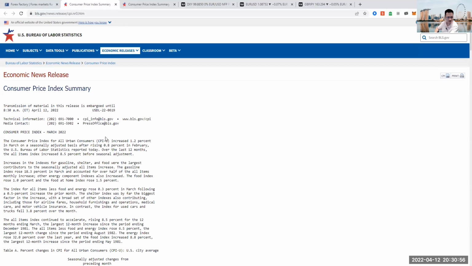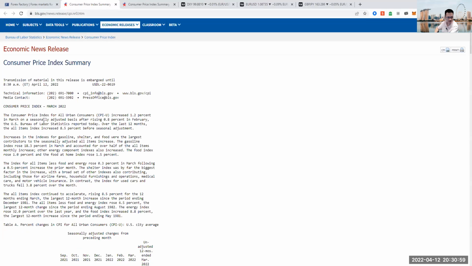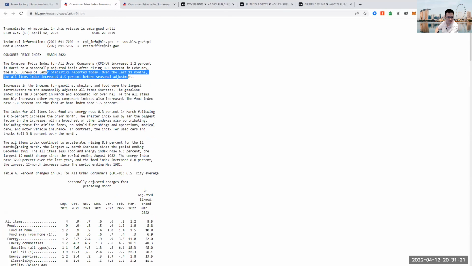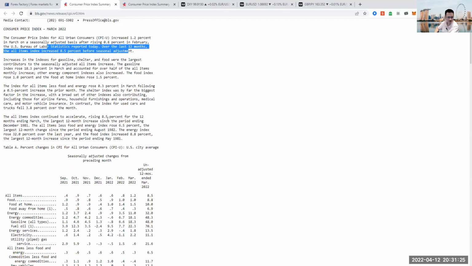So now looking at this on the 12th of April, over the last 12 months, all items increased 8.5% before seasonal adjustments, so quite high at 8.5. All foods were the largest contributors, so that's the standard one. In contrast, used cars and trucks fell at 3.8. Rising 8.5% for the last 12 months anyway.